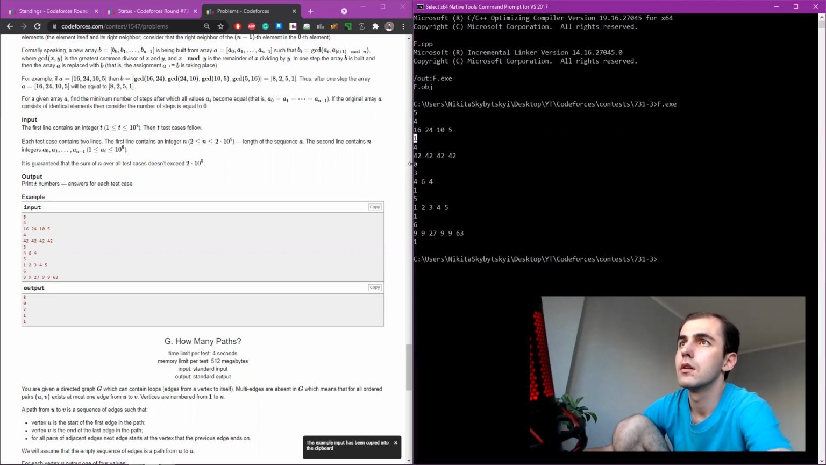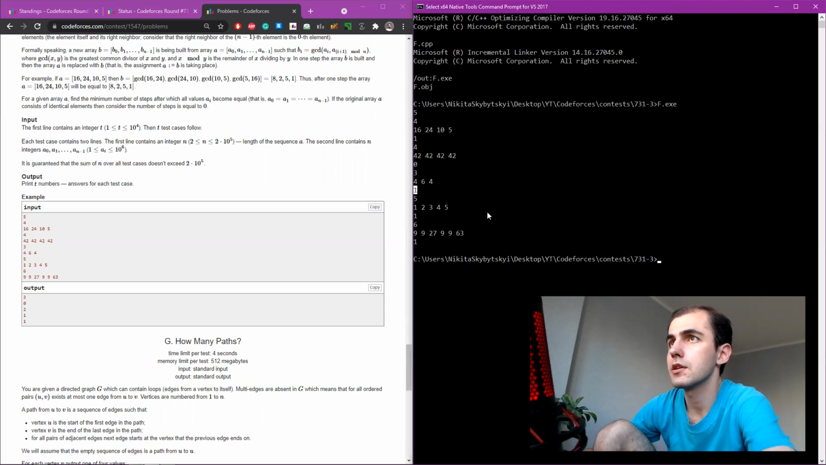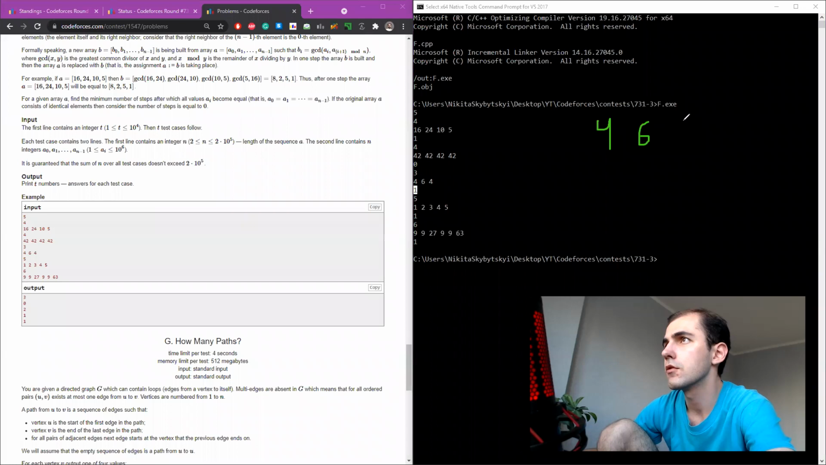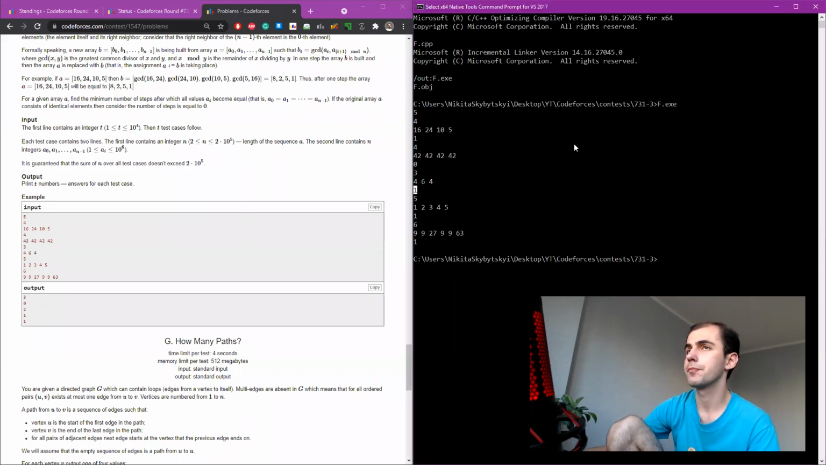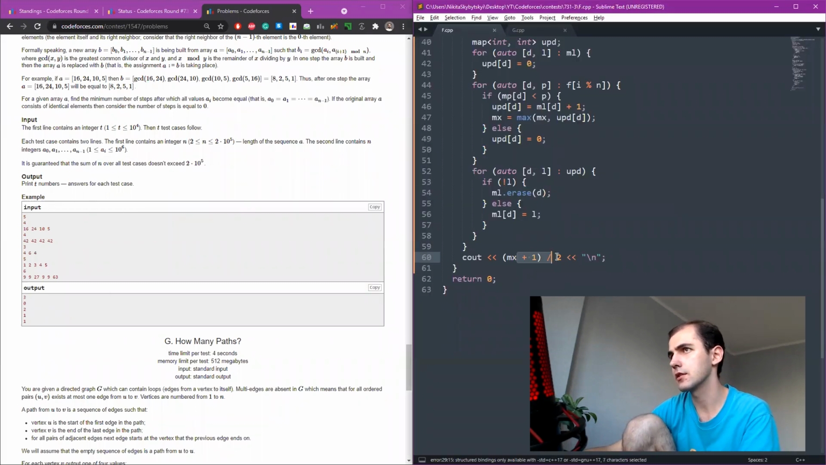0, 1, 1. Why is the answer here 1? 4, 6, 4, right? Oh, maybe it's not that bad, right? Yeah. So this line is wrong. We should just output a max.